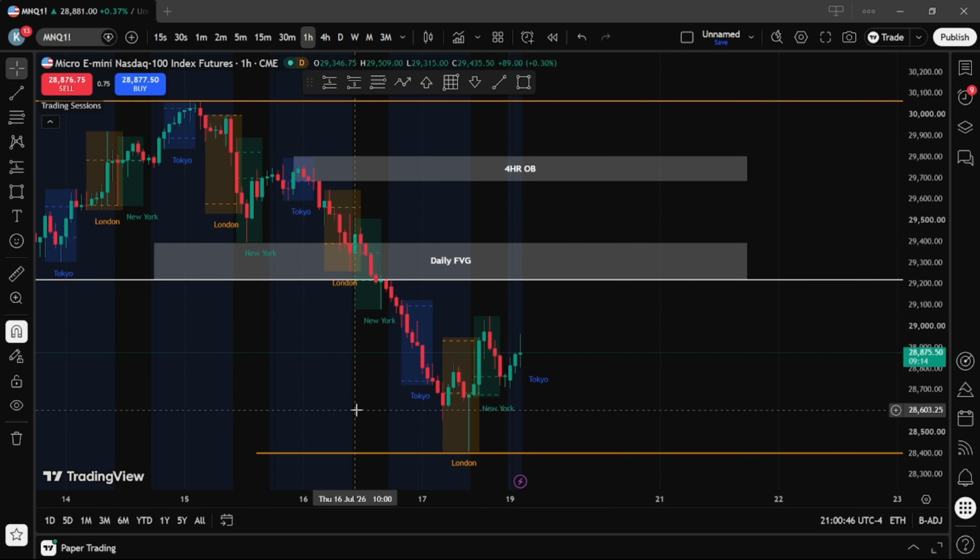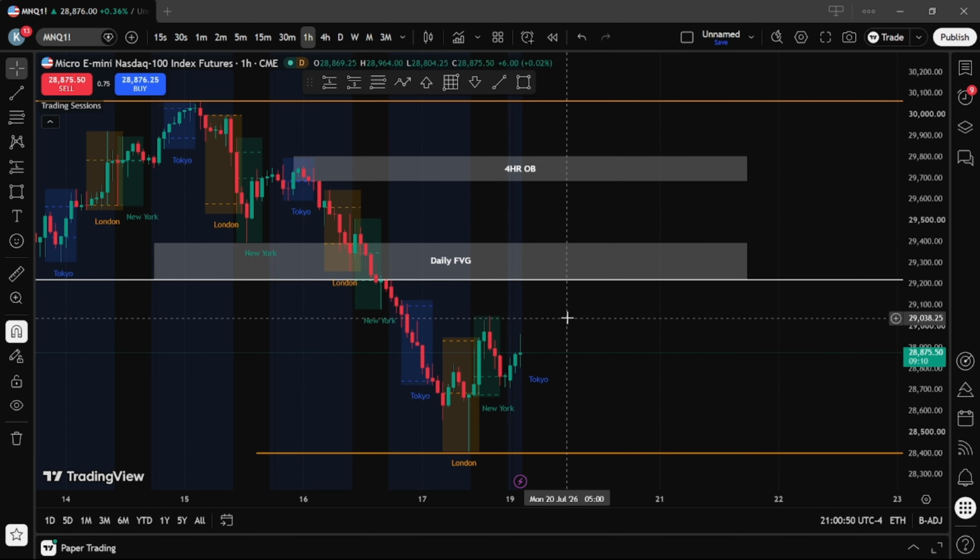I'll figure that out later. But that's basically my analysis. Looking for that daily fair value gap to touch. Hopefully we get no rejection up here, but we buy in this premium market. I will be looking at the daily, the hour, 15-minute, and the 5. The 5-minute will be my entry point.